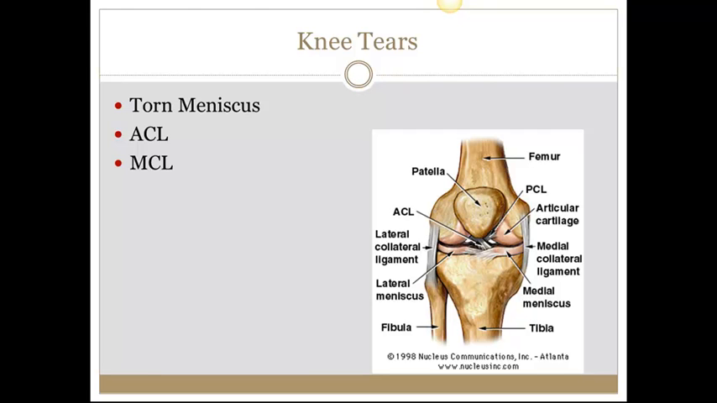Knee tears. There are several types of knee tears that can happen: torn meniscus, ACL, and MCL. A lot of times these happen with our athletes. So the MCL is on the inner side of the knee and can sometimes be torn. The ACL is inside the knee, just below the patella. And then the meniscus, you have the lateral meniscus and the medial meniscus.